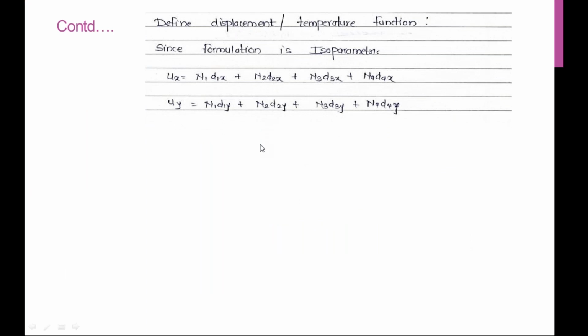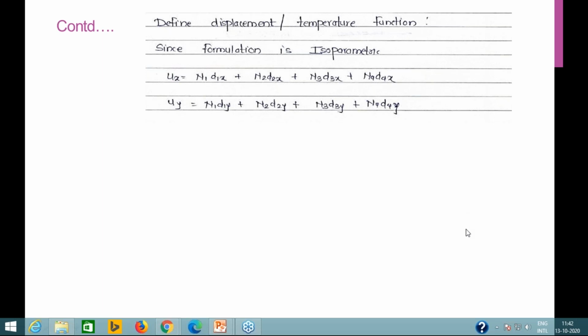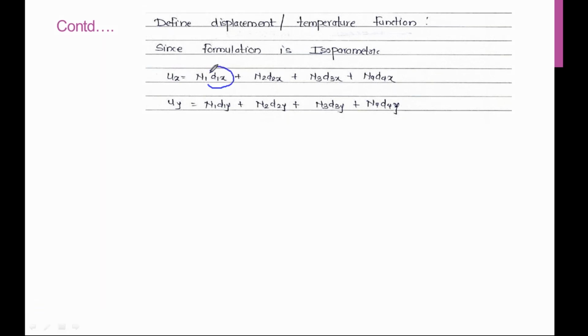Okay, to define the displacement or the temperature function, we already know that the shape function is the interpolation function. So if I know the displacement at node 1, what is that? d1x. Displacement at node 2, d2x. Displacement at node 3 in the x coordinate is d3x, and displacement at node 4 in the x coordinate is d4x.